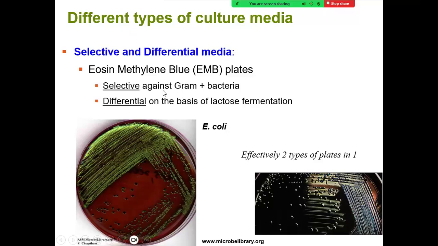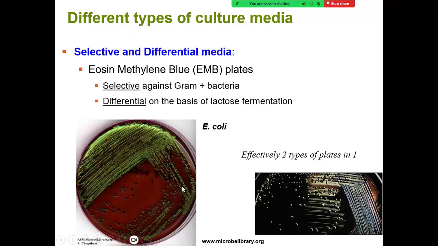It's also differential on the basis of lactose fermentation. This media has the sugar lactose in it, and if the bacteria can ferment the sugar lactose, the bacteria will turn black or metallic greenish in color. So that's sort of metallic greenish there, and there's black. That's from the change in the pH. When you ferment the sugar lactose, you make an acid, and that will change the look of the cells to black in color or metallic green in color.